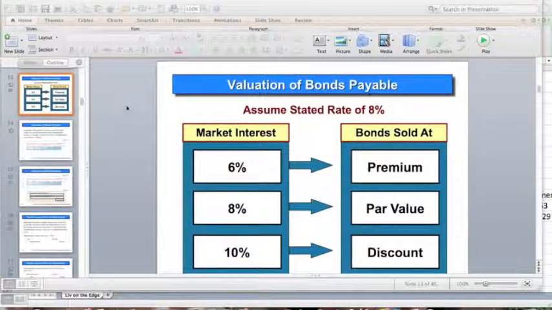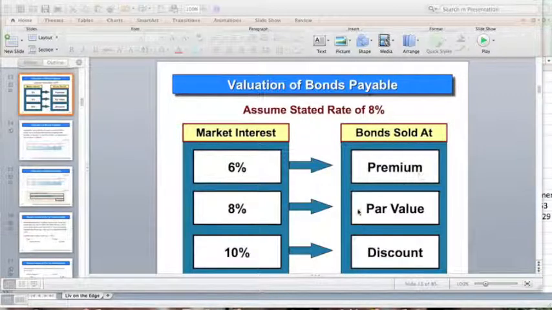Now continuing with this problem, we're moving on to market interest versus bonds sold at premium, par value, or discount. Assuming the rate is 8%, if the market rate is 6%, we're saying the bond is sold at a premium. Why? Because we're paying them more than the bond is worth, so ultimately they're going to be paid back less money than we issued at. If it's 8 and 8, it's exactly par value.